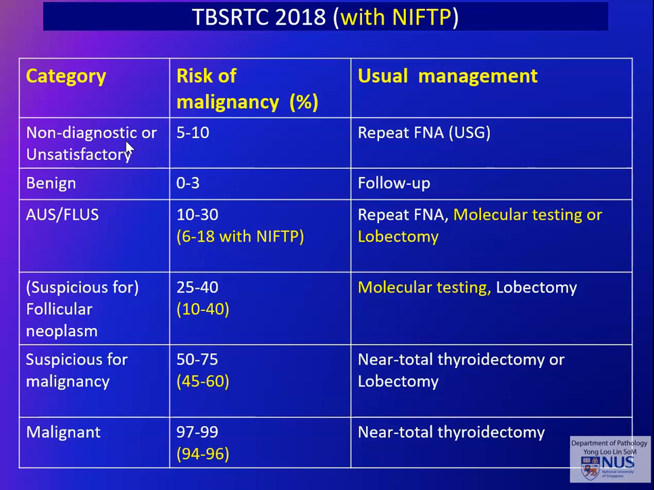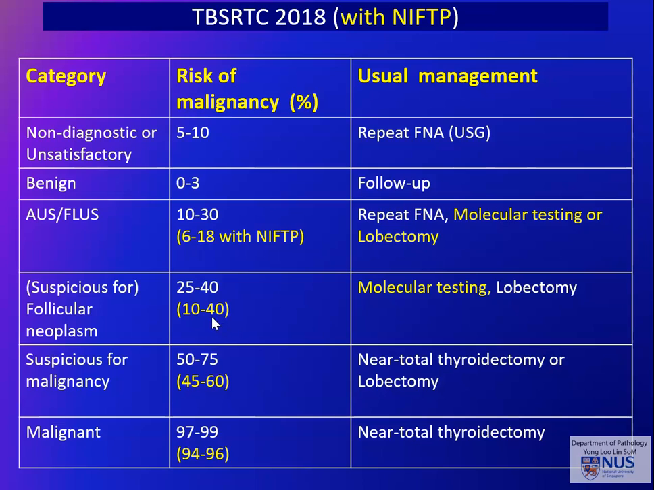So for the categories, we have non-diagnostic or unsatisfactory, and management is to repeat FNA under ultrasound guidance. And then we have the benign category. We have atypia of undetermined significance or follicular lesion of undetermined significance, 10 to 30% risk of malignancy, less with NIFTP removed from the malignant category. Management is repeat FNA or to perform molecular testing, or to even consider lobectomy if molecular testing points to a neoplasm. And then we have suspicious for follicular neoplasm.